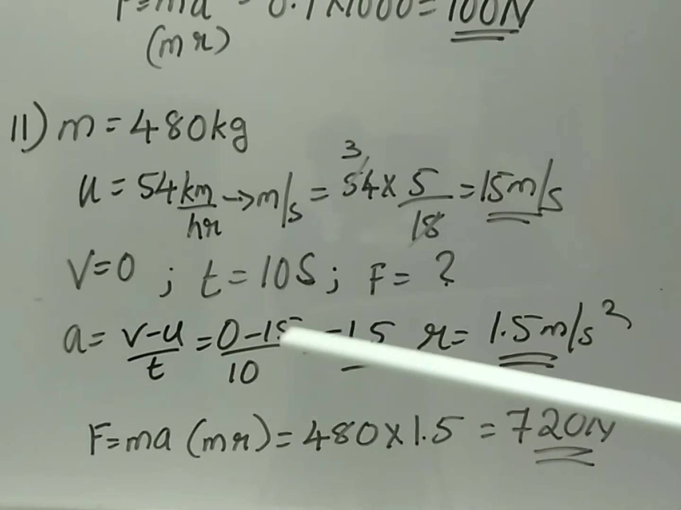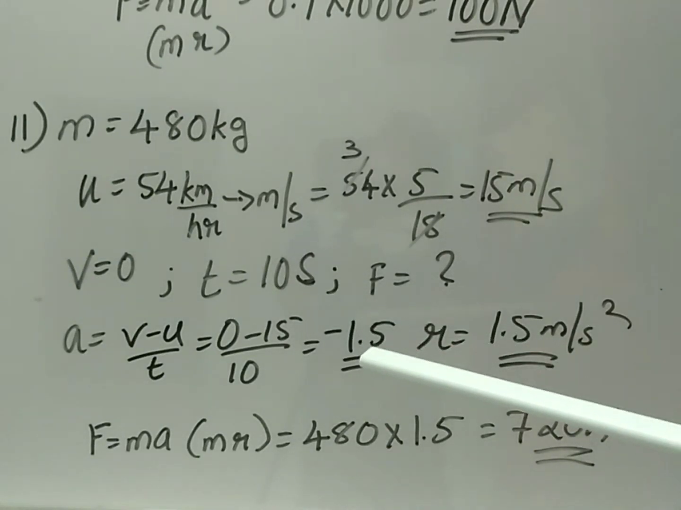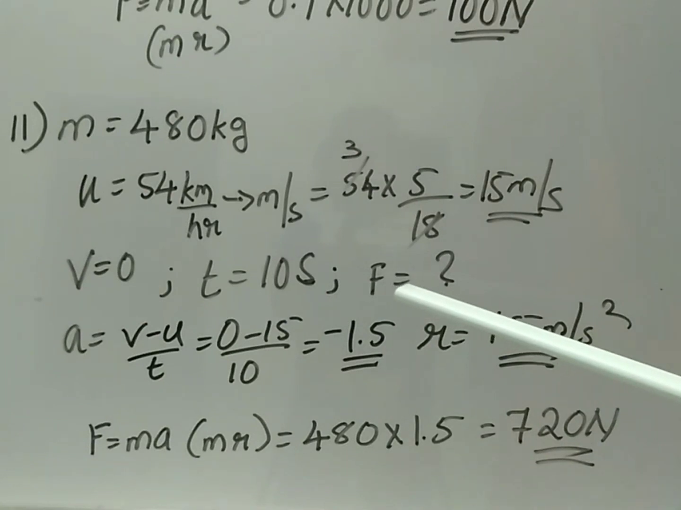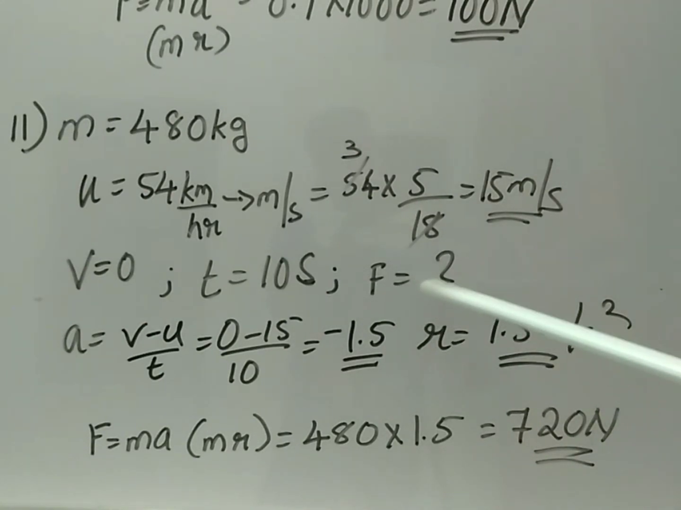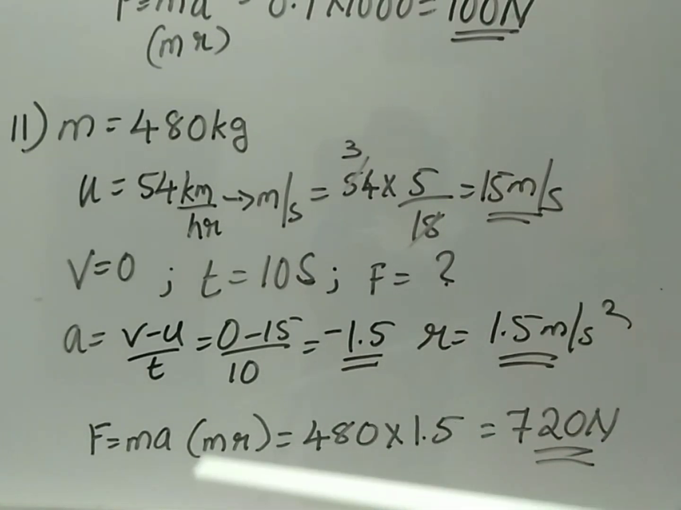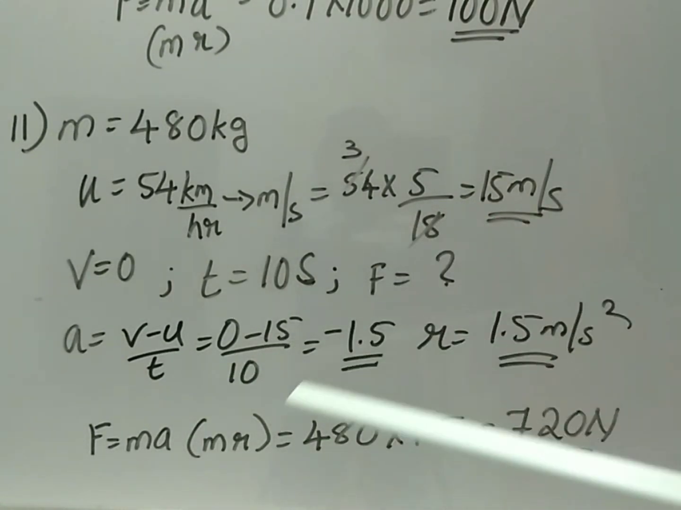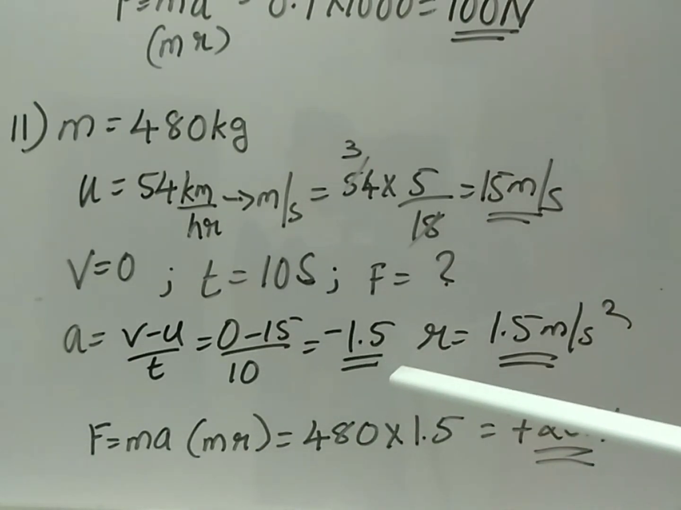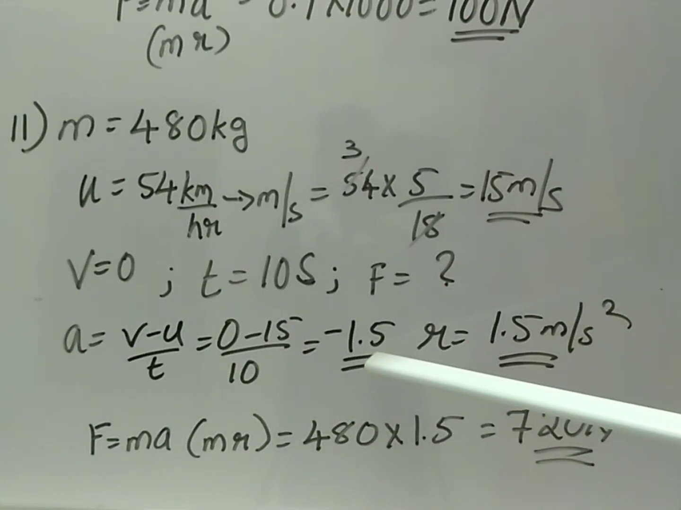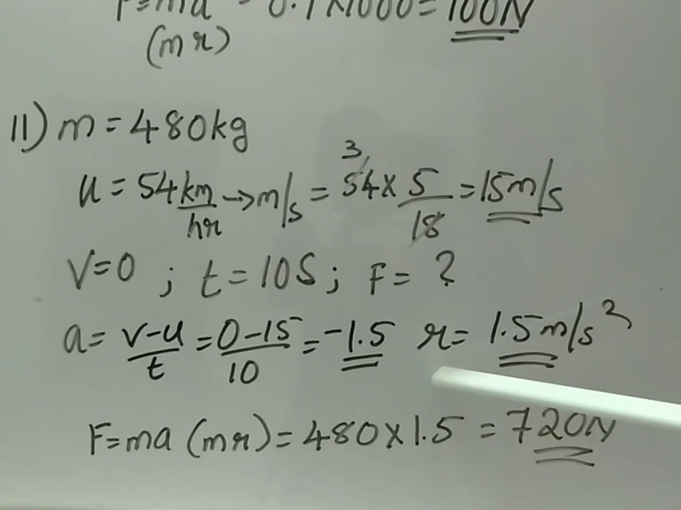Applying the brakes in 10 seconds. Time is 10 seconds. Calculate the force applied by the brakes. By applying the brakes, how much force is applied? So again F is equal to ma. We have to find acceleration. V minus u by t: 0 minus 15 by time 10. You will get negative 1.5. That is acceleration, but I already told you retardation is the negative of that. You will get 1.5 meter per second square.